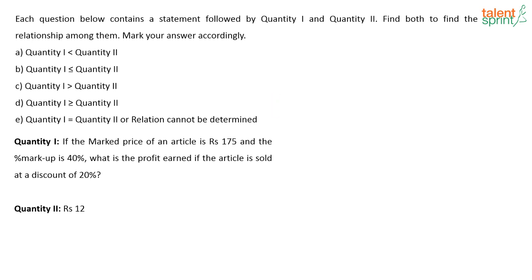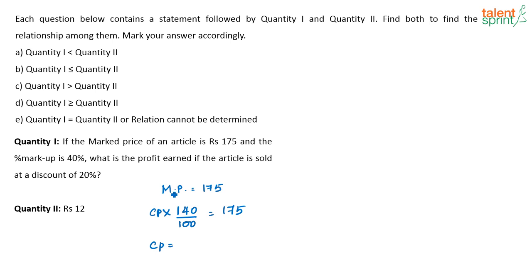Let's solve this. What is quantity 1? If the marked price of an article is rupees 175, and the percentage markup is 40%, so what is happening? I have cost price, and this cost price into 140 by 100, correct? I am marking up this cost price by 40% and I am getting this 175. Now the question is, what is the profit earned if the article is sold at a discount of 20%? So initially I have to find out what is the cost price.